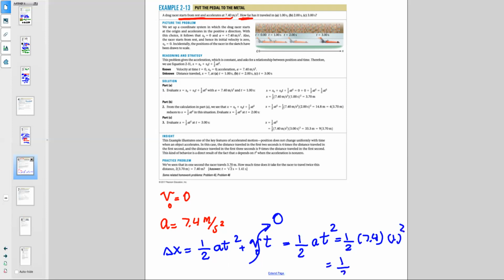So I have half of 7.4, which is 7.4 divided by 2. What is it? I need the calculator? No, you don't need the calculator. 7 divided by 2 is 3.5. 4 divided by 2 is just 0.2. So you have 3.7 as your final answer. Boom. Easy as that.